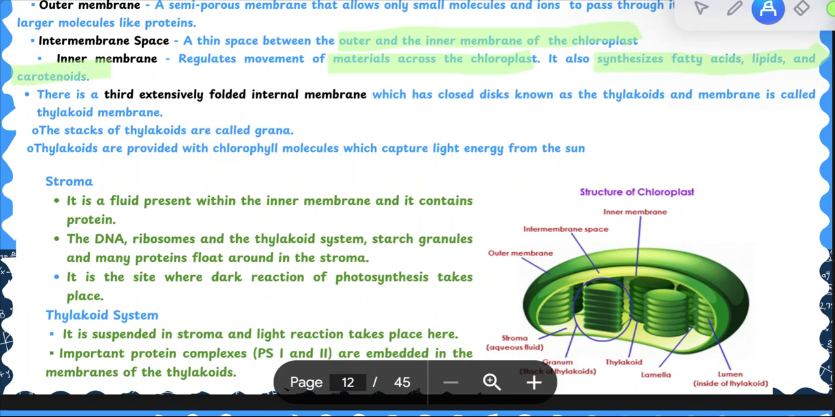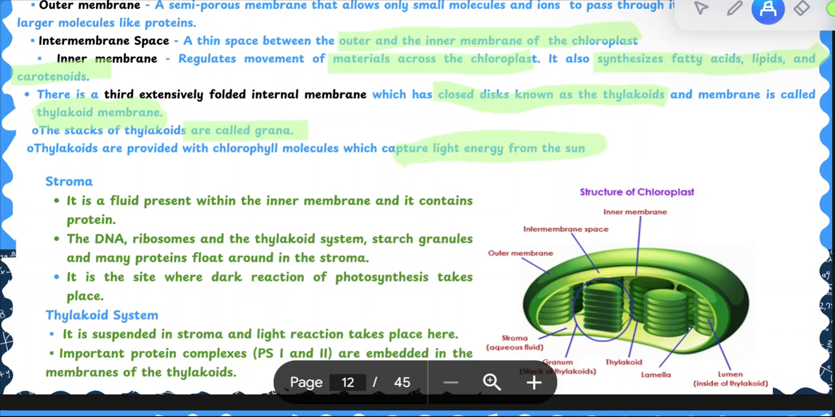There's a third extensively folded internal membrane which has closed discs known as thylakoids. So these discs individually are called thylakoids, and the membrane of these discs is called the thylakoid membrane. अब जब ये thylakoids एक दूसरे पे stack होते हैं तो a stack of thylakoids is called a granum. ठीक है ना, and multiple stacks are called grana. So thylakoids are provided with chlorophyll molecules which capture light energy from the sun.